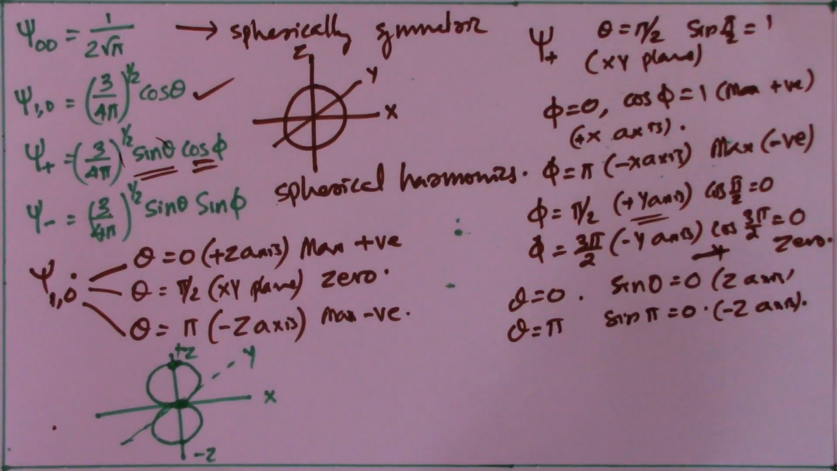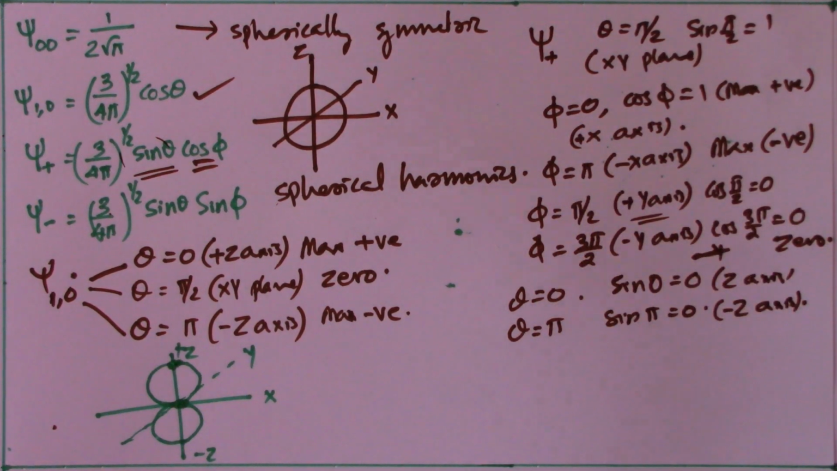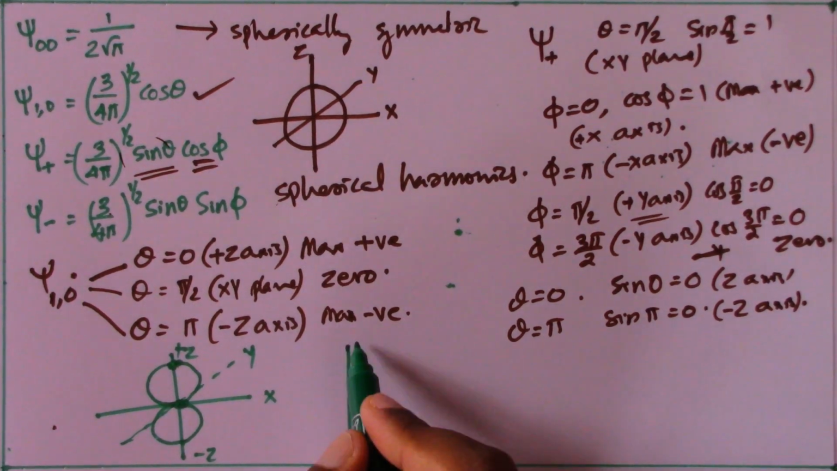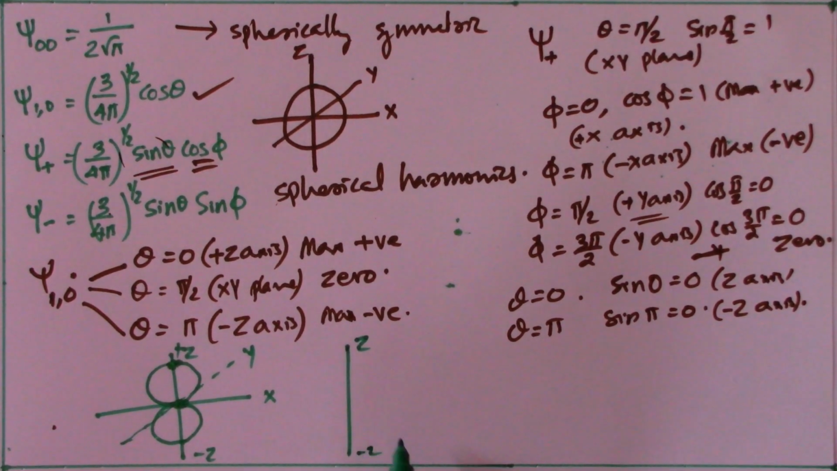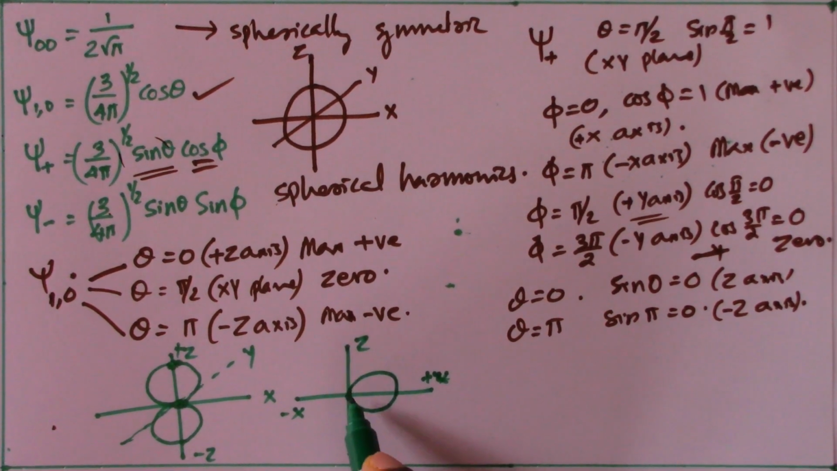So what does it say? It says that this function has its maximum value in the x-axis, in the plus x direction and the minus x direction. We will have a similar plot like this. So let us plot it here. This is the z-axis, and this is minus z, and this is the plus x-axis, and this is minus x-axis, and this function will be like two spheres.